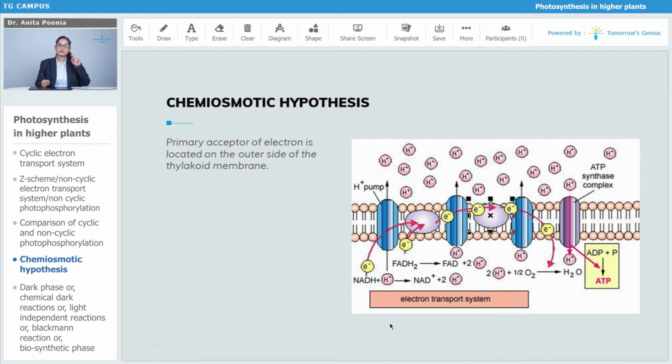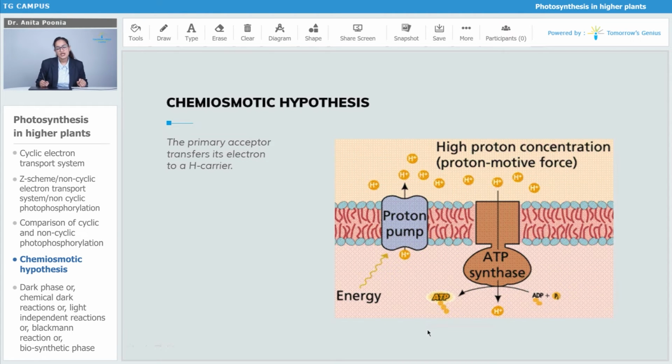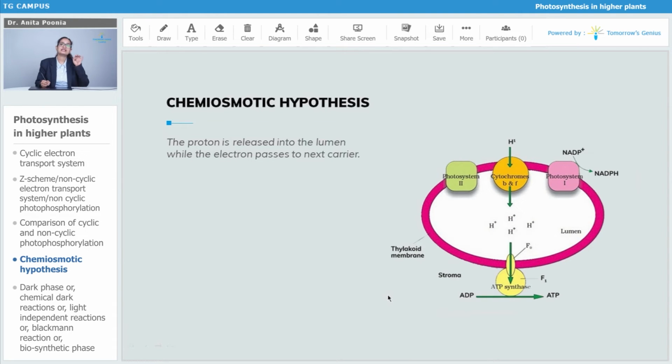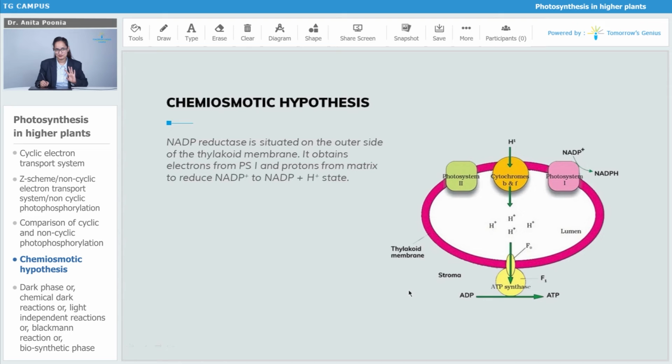Now, the primary acceptor of the electron is located on the outer side of the thylakoid membrane. The primary acceptor transfers its electron to the H carrier. The carrier removes a proton from the matrix while transporting electrons to the inner side of the membrane. The proton is then released into the lumen while the electron passes to the next carrier.